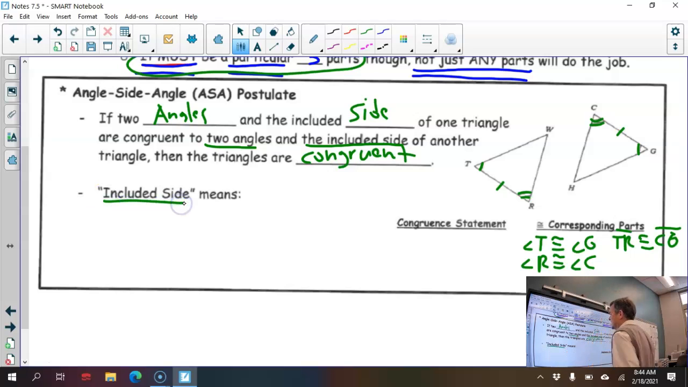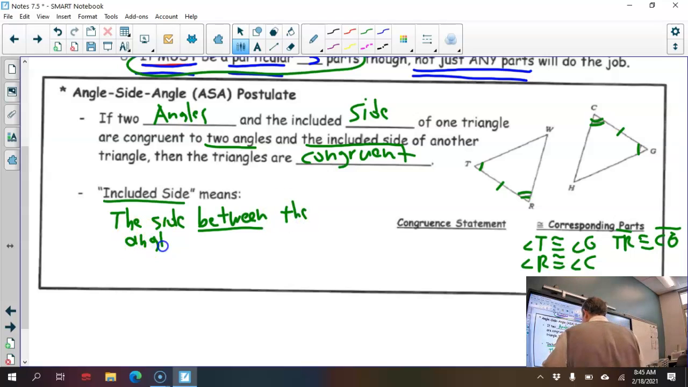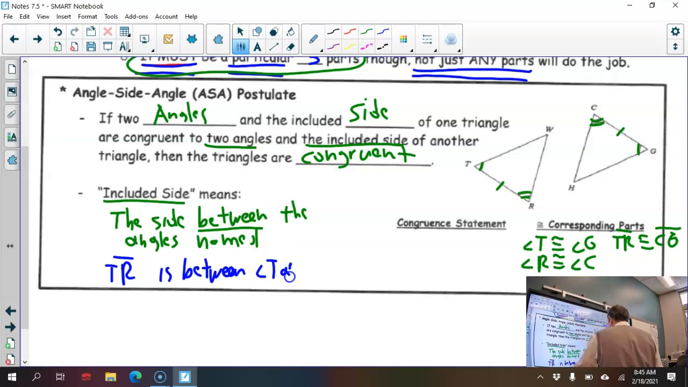Now it's important that you understand what included side means. Included side means the side between the angles named. For instance, in this case, side TR is between angle T and angle R, right? It's between the angle T and the angle R. All right, if this is true of 2 triangles, that they have 2 angles congruent to 2 angles, and the side between the 2 angles is congruent to the side between the 2 angles, then the 2 triangles are congruent.